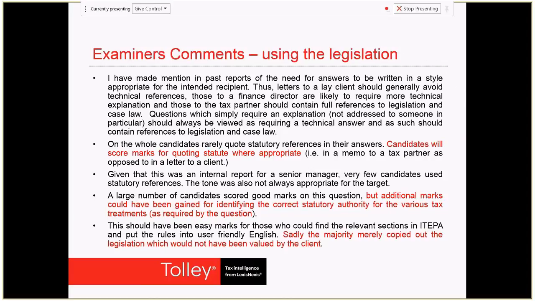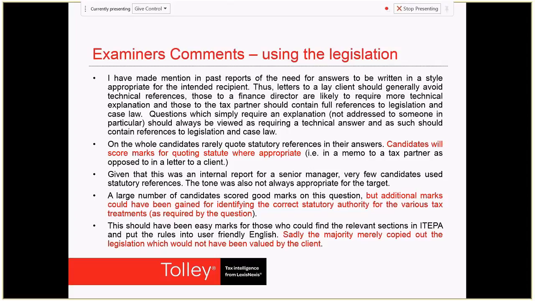I've just picked out a few examiner's comments when he talks about using the legislation for you. Candidates will score marks for quoting statute where appropriate. So in a memo to a tax partner, as opposed to a letter to a client, you mustn't quote it to the client.